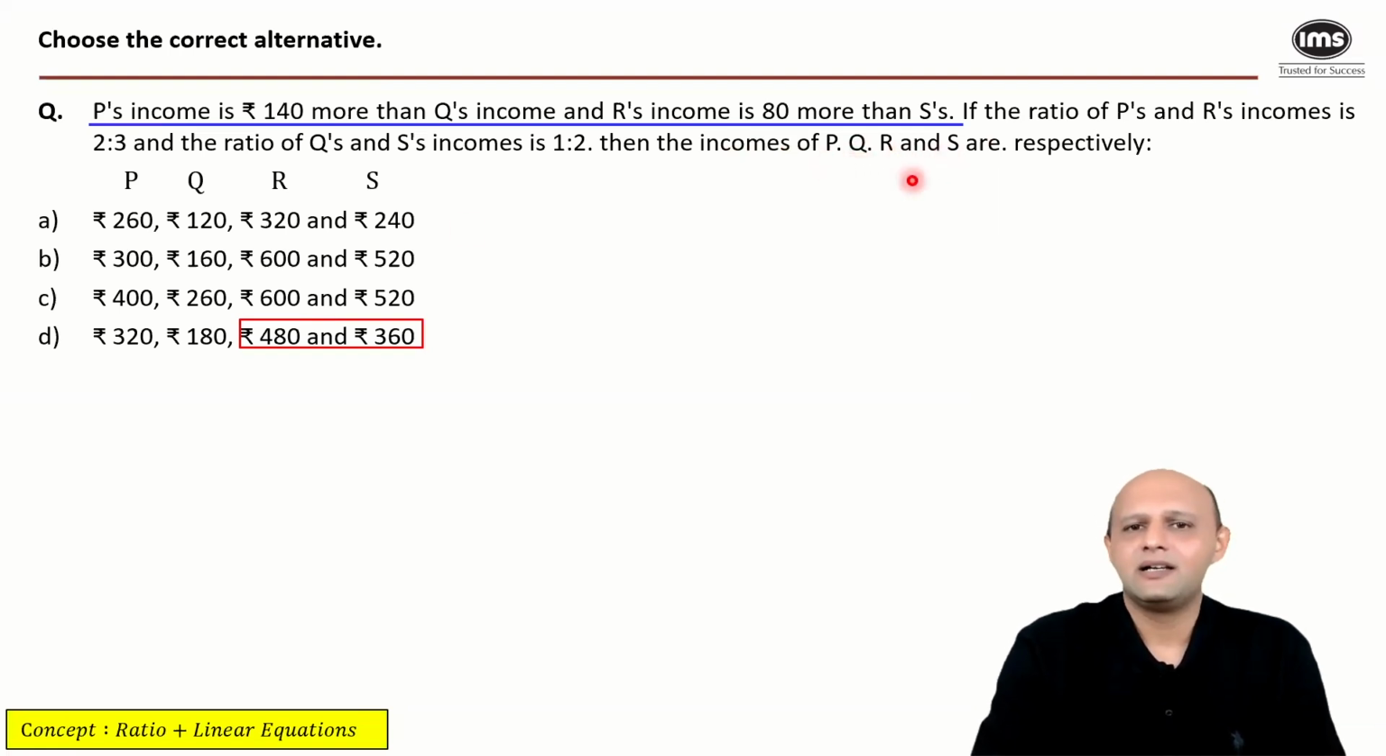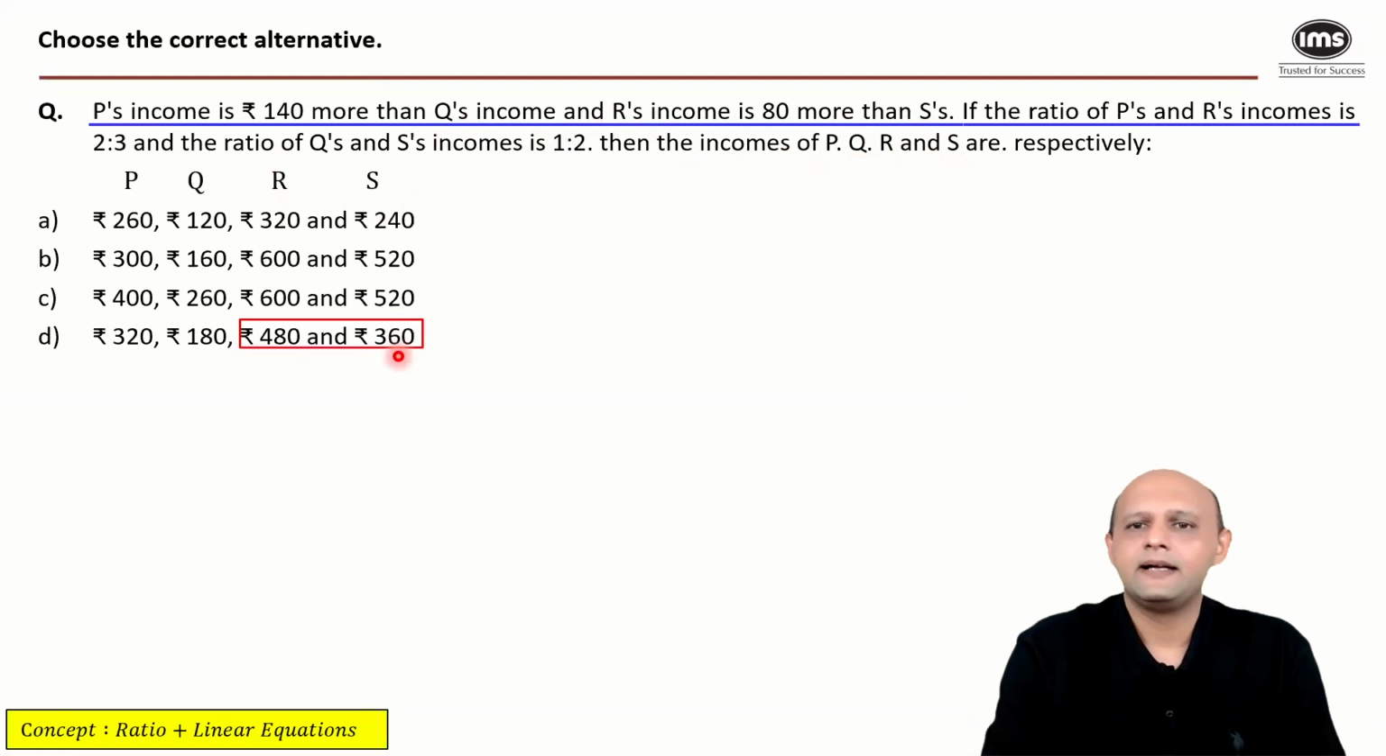But instead of solving this by equations, which we eventually will, let us understand whether we can eliminate options. Because R's income is 80 more than S's, can you eliminate option D? Yes, because this is not 80 more. This is definitely 120 more.